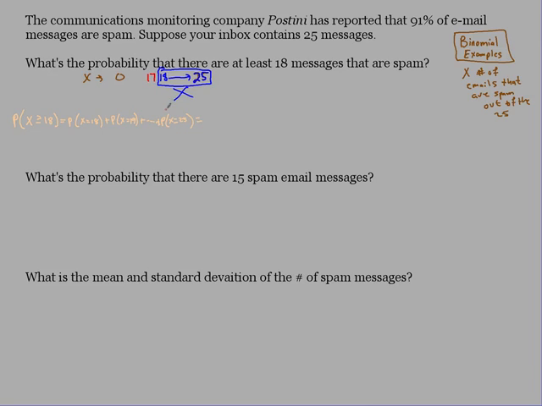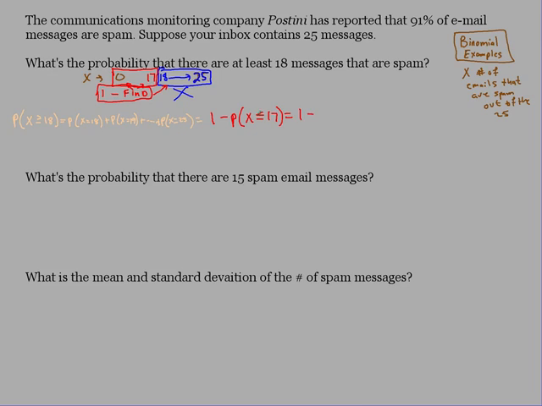Okay, so what's the complement of 18 to 25? Well, the complement from 18 to 25 is 0 to 17. So this is what we need to find, from 0 all the way to 17. And then we do 1 minus this, and that'll give us what we can't find on our calculator. So this is going to be 1 minus the probability that X is less than or equal to 17.